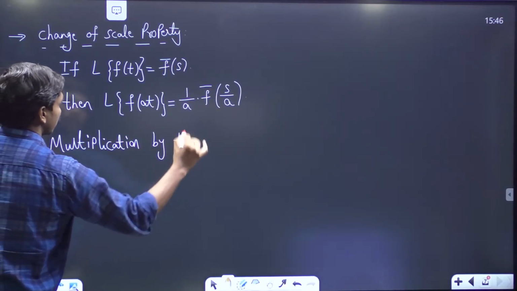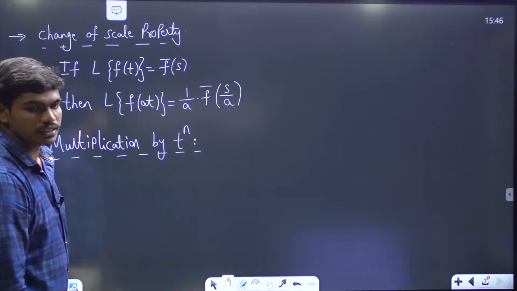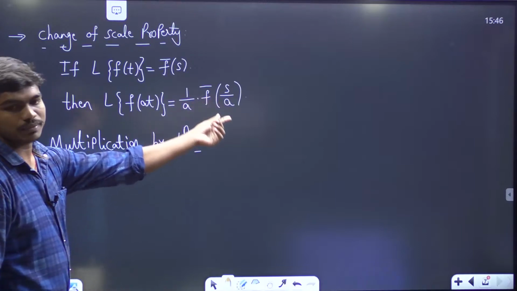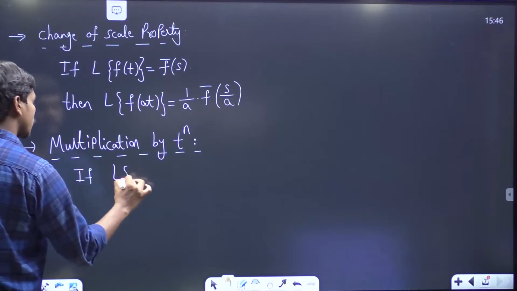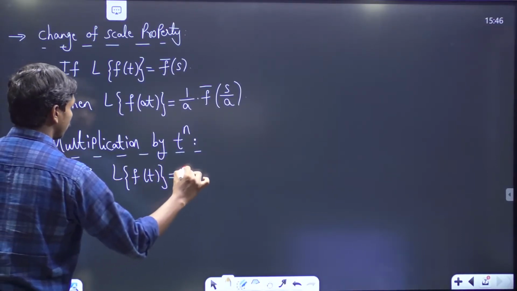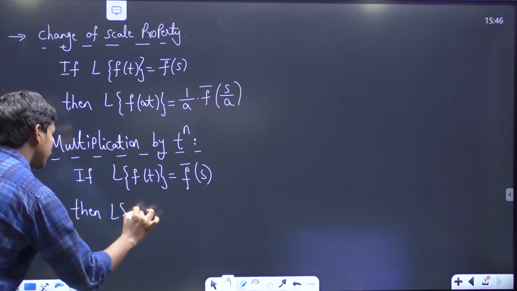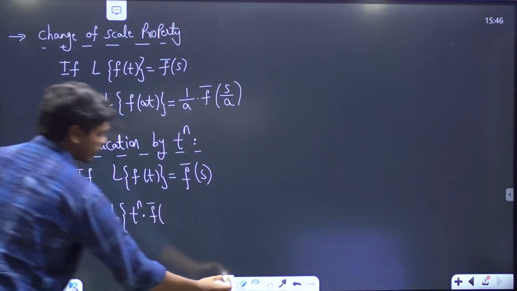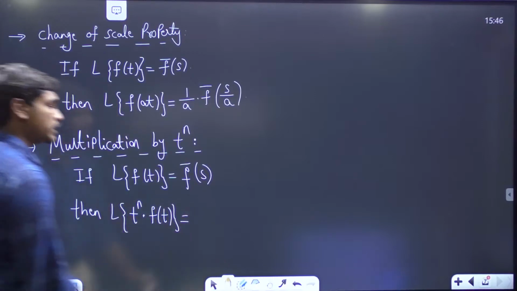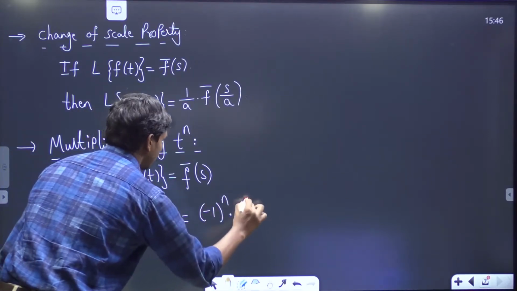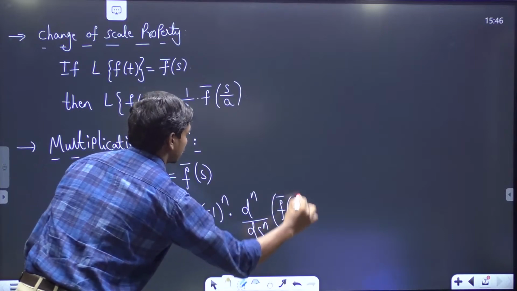multiplication by t power n. See here, multiplication by t power n means if Laplace of f of t is equal to f bar of s, then Laplace of t power n into f of t is equal to -1 whole power n into the nth derivative with respect to s of f bar of s. So this is what we have.